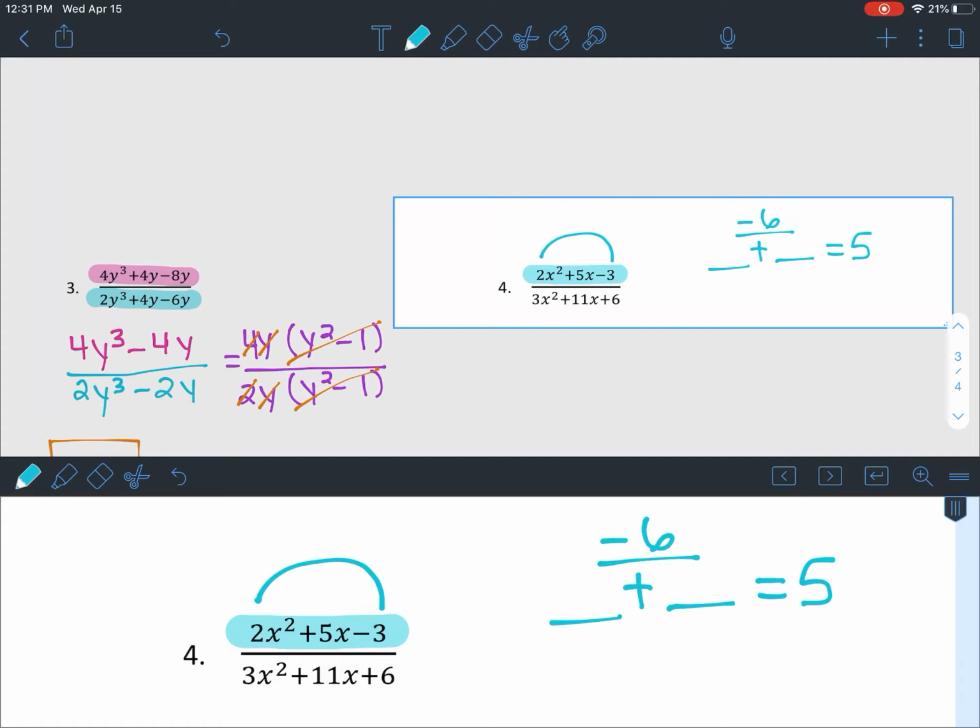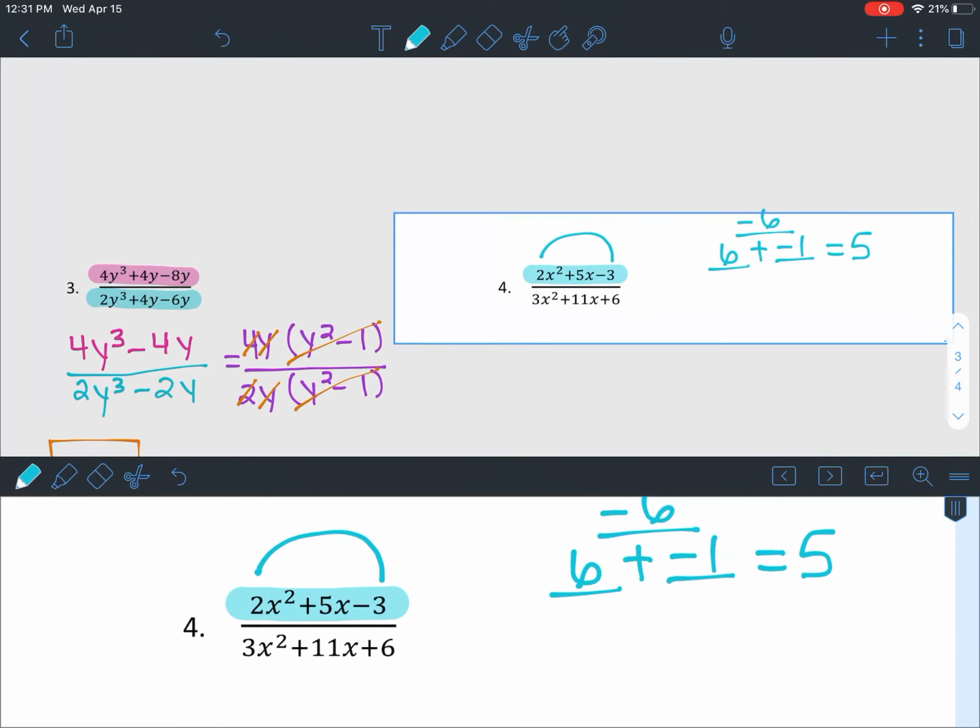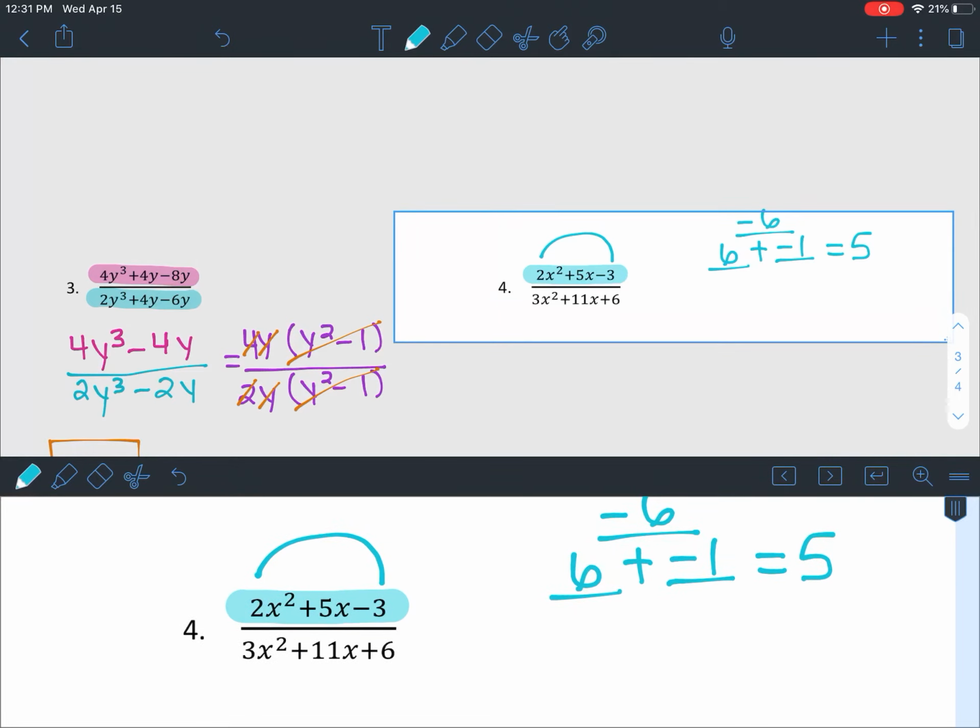So two numbers that multiply to negative 6, but add to give me 5. So those two numbers are going to be 6 and negative 1. So 6 times negative 1 gives me negative 6, and 6 plus negative 1 gives me 5. So we all know what happens next. This is when I take this 5x and I split it.